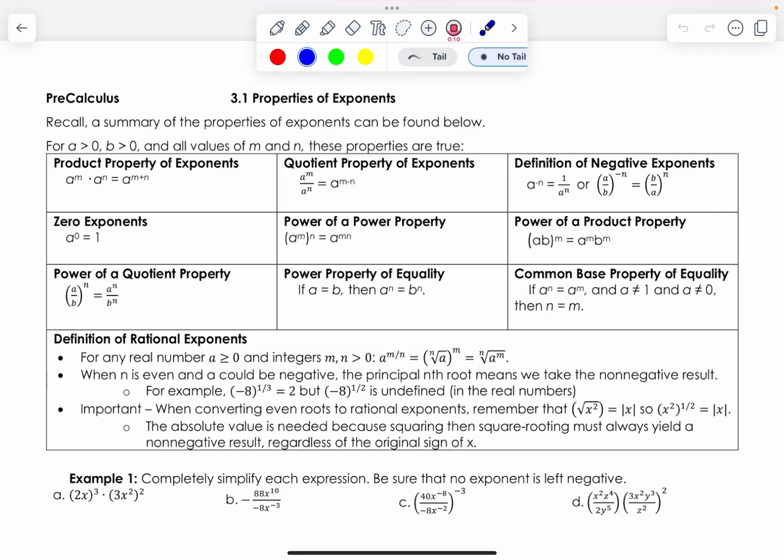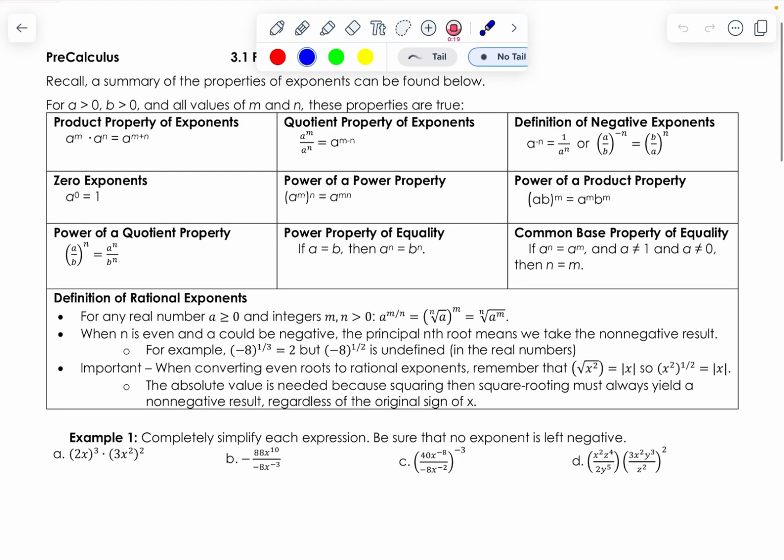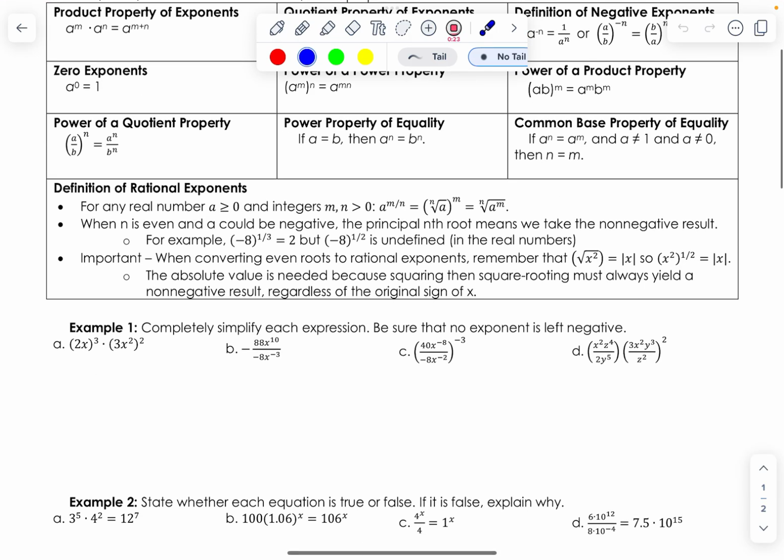All right, this is 3.1, Properties of Exponents. So there's all of your properties from Algebra 1 and including Algebra 2, where if you have a fractional exponent, the nth root of a to the m, that's a to the m over n. So remember, a square root is x to the 1/2. All right, so let's just get started here.